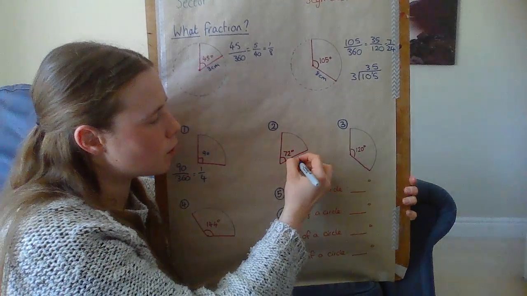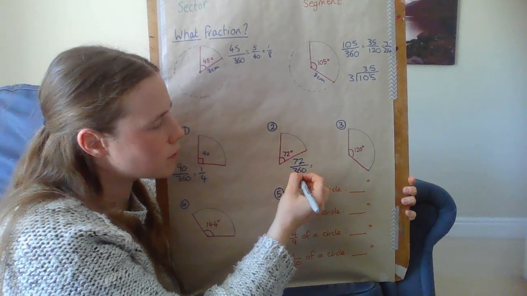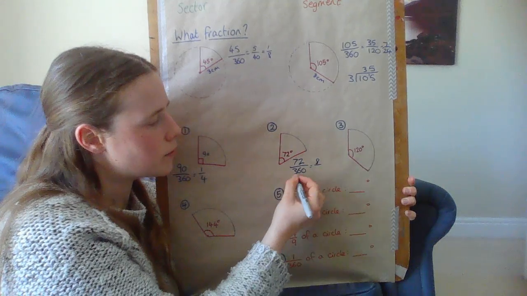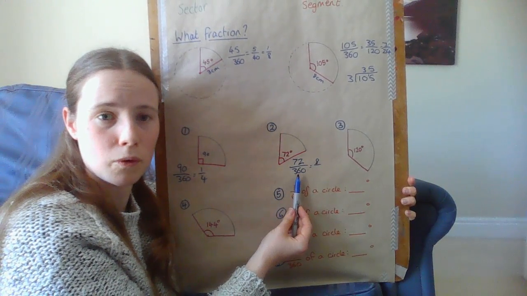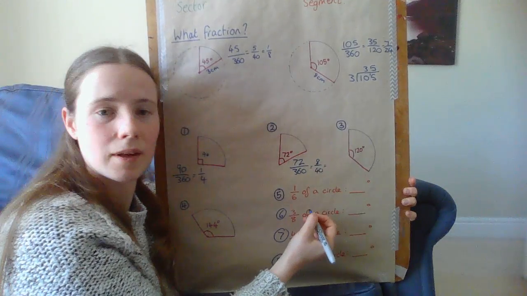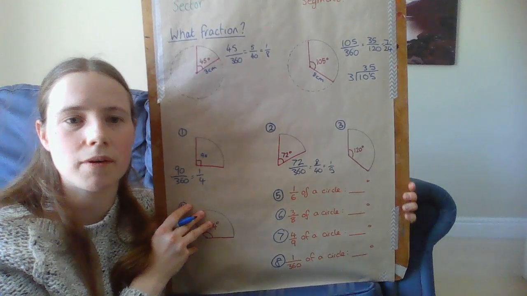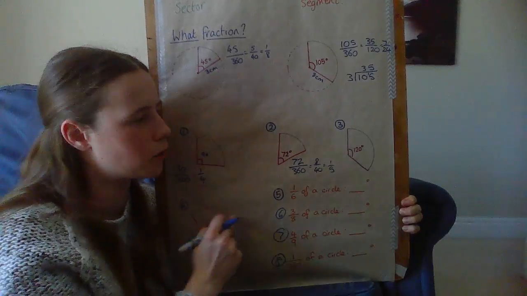Question number 2, we've got 72 degrees out of 360. Both of those divided by 9. 72 divided by 9 is 8. 360 divided by 9. Well, 36 divided by 9 is 4. So 360 divided by 9 is 40. Both of them divide by 8, and we get 1/5. So 72 is 1/5 of 360, so it's 1/5 of a circle.